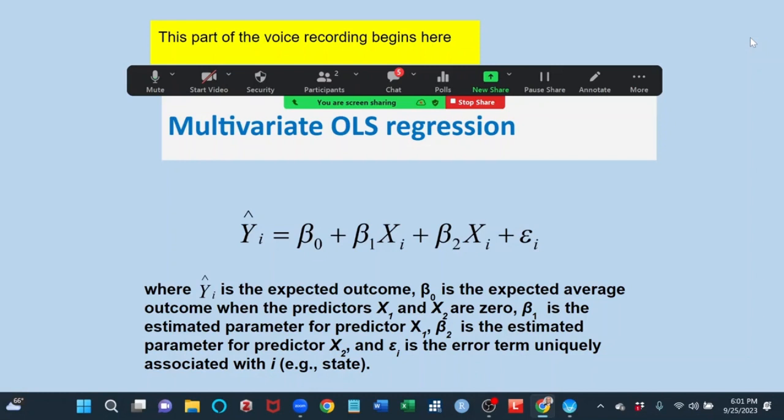And again, this is when we have two independent variables, okay? In your study, you will have more than two. You'll have 3 or 4, right? Independent variables. Okay. So any questions about this?